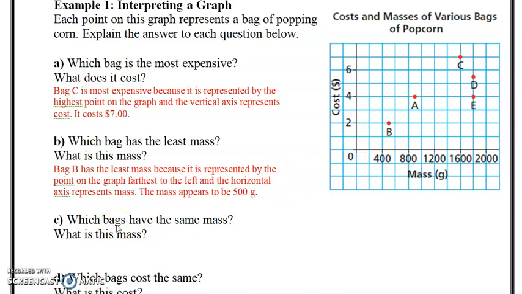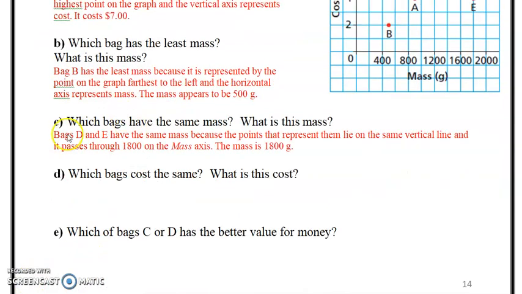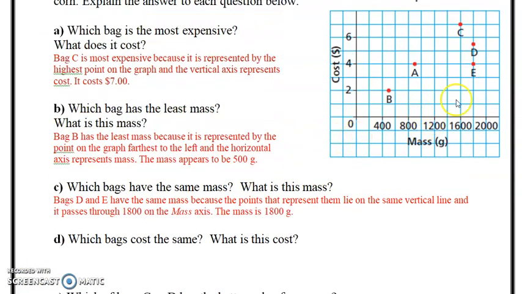If they have the same mass, that means they'll be at the same location on the x-axis. So right here, it's right on 1,800 grams, and that is bag D and E. They both have the same mass. Different cost, but the same mass. So we see bags D and E have the same mass, because the points represent the same vertical line. Same vertically, same mass of 1,800.